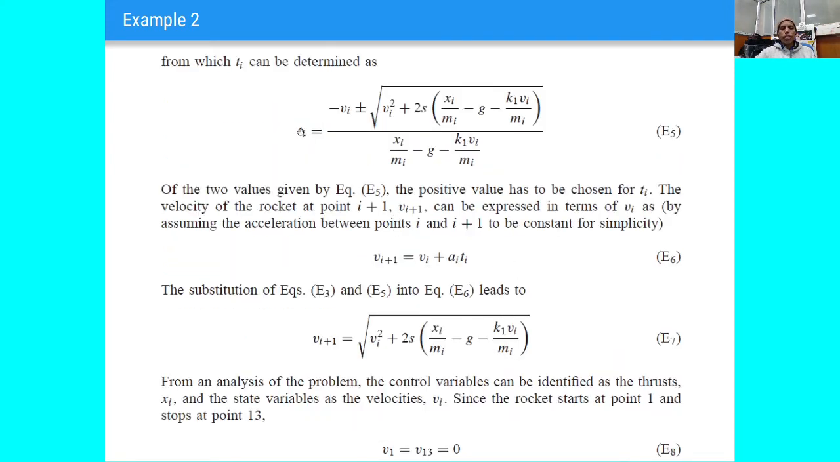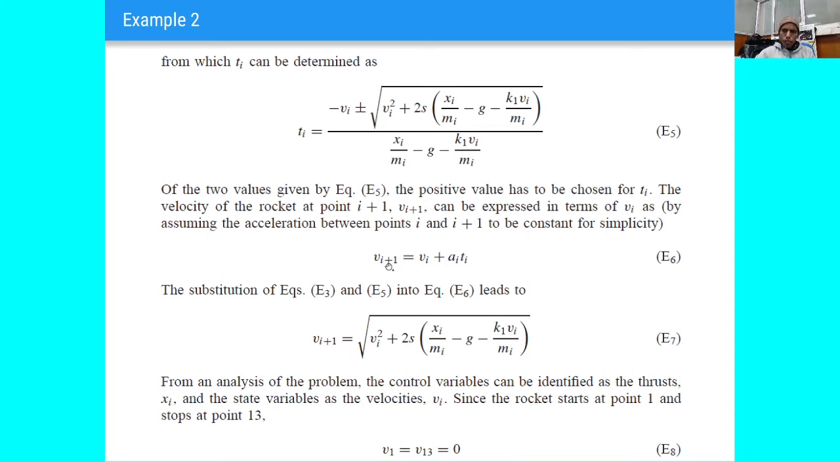Since we have calculated ti, we can calculate the change in velocity at control point i plus 1. So suppose vi is the velocity at control point i, and vi plus 1 is the velocity at control point i plus 1. So this may be given as vi plus 1 equal to vi plus acceleration into the time taken by the rocket from control point i to i plus 1. This time is given by ti.